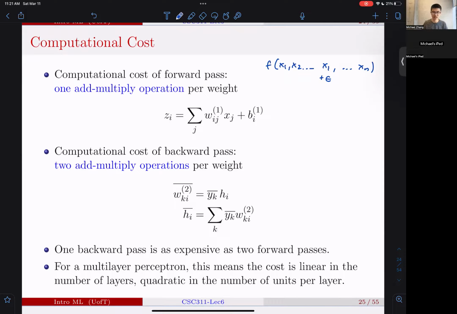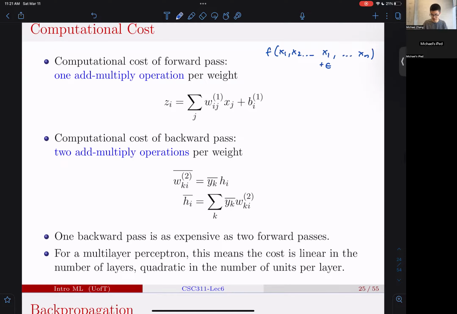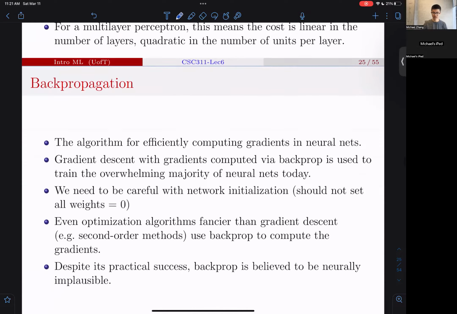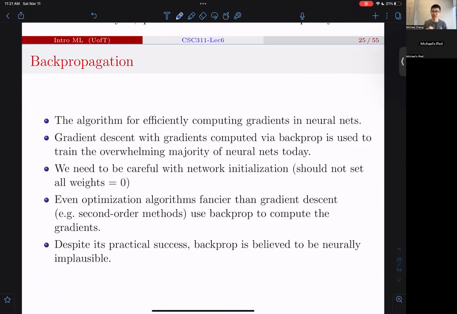So you can also, I guess, express costs in terms of the number of units of a layer. So what that means is if there's, let's say, n units in one layer, m units in the next layer, the number of add multiplies, just because we have a matrix multiply, is n times m. And then you have to scale linearly with the number of layers as well. So variants of gradient descent are actually used to train the vast majority of neural networks today.